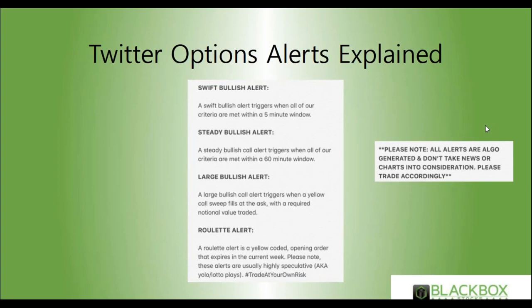The steady alert is triggered when our algorithm detects when all of our criteria is met in 60 minutes. So for those people that are trying to be a little bit more under the radar, we still catch them. The large alerts are triggered when a big yellow sweep fills at the ask price, with a required dollar amount going into the trade. Our roulette alerts are yellow-coded opening transactions that expire in the current week.